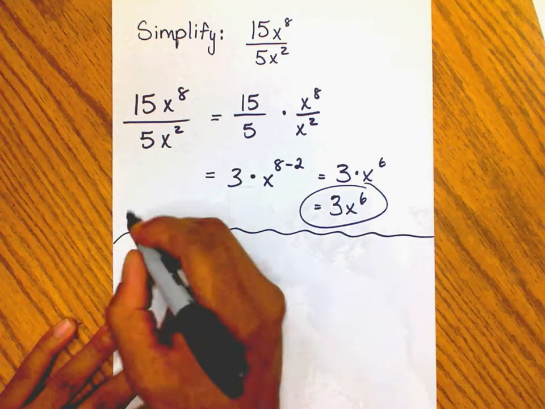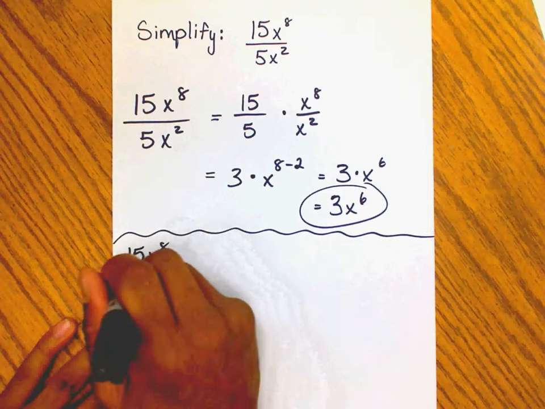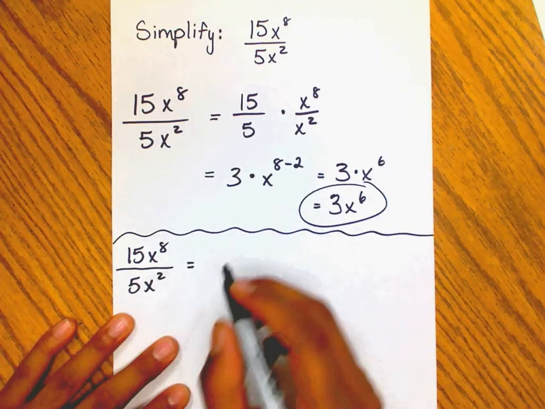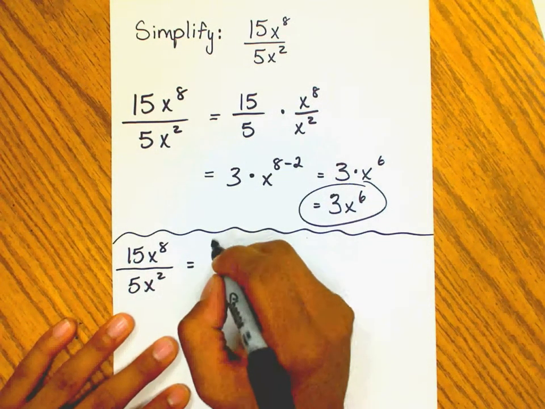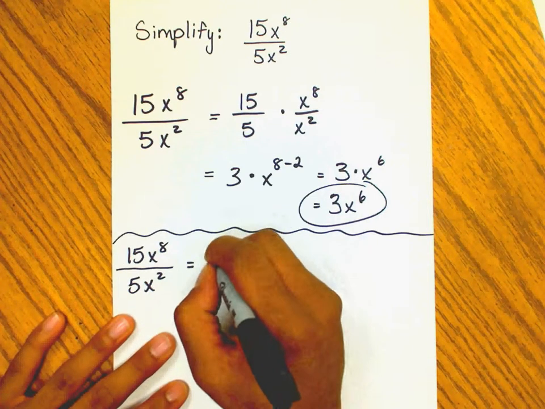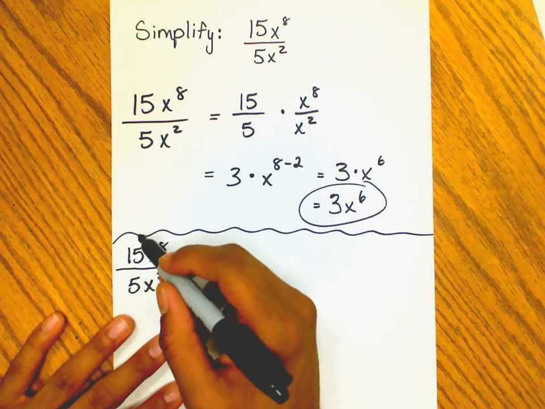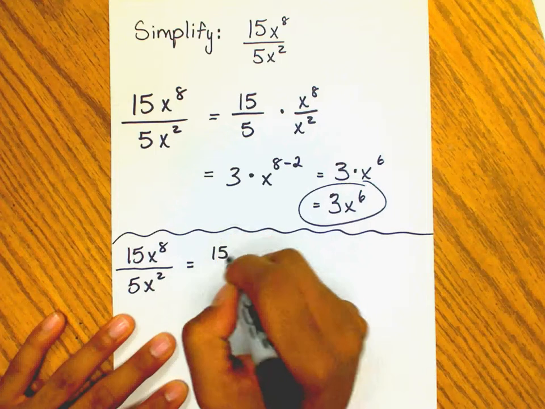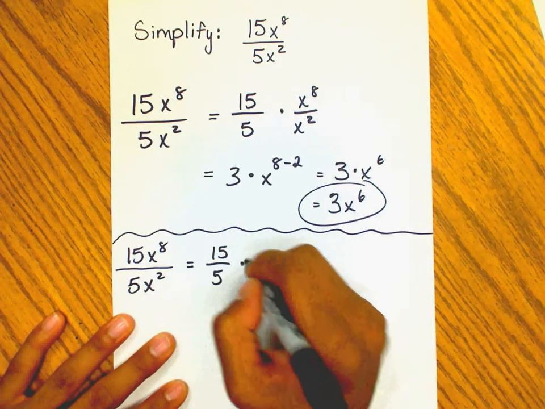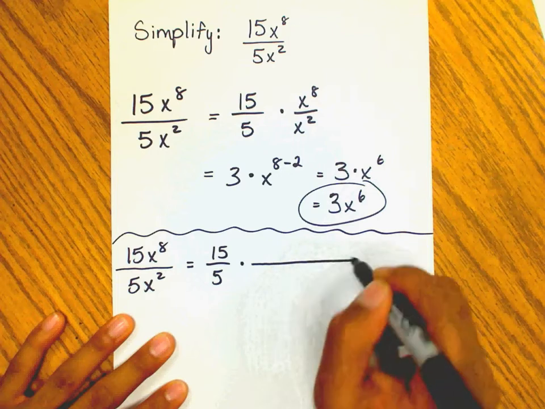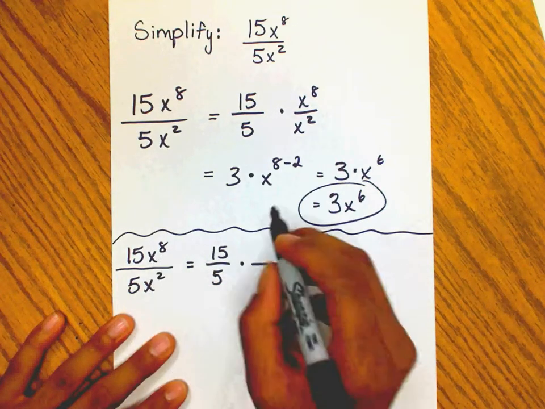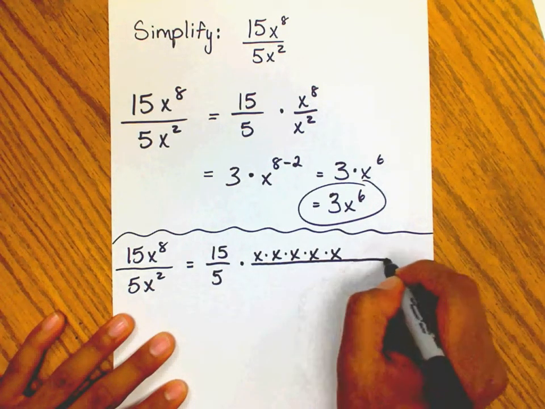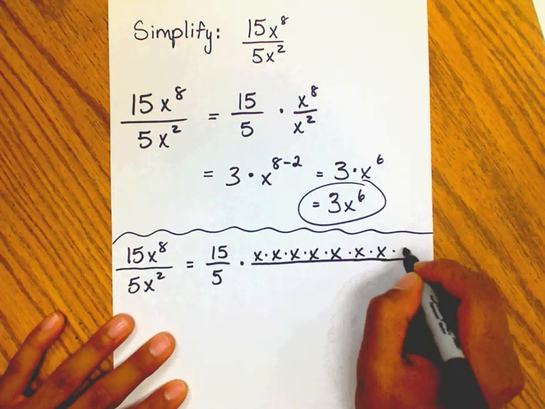Rewrite it. All right. Now, instead of writing it like I did up here, I'm going to write it a little bit like this. I'm going to expand everything. And I'm still going to break this down into 15 divided by 5. But now I'm going to break down the rest of this. I'm going to expand it. So x to the 8th power would just be x times x times x times x times x. That's 5, 6, 7, 8. Let me count. 1, 2, 3, 4, 5, 6, 7, 8.